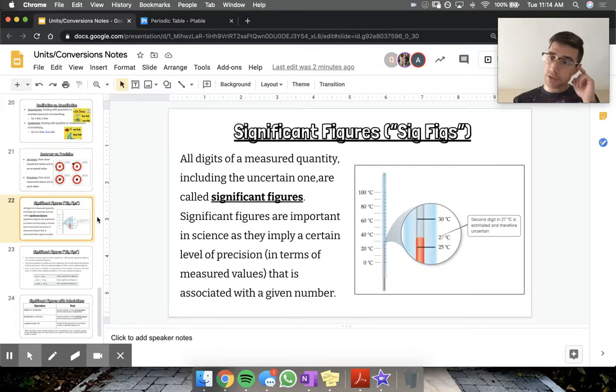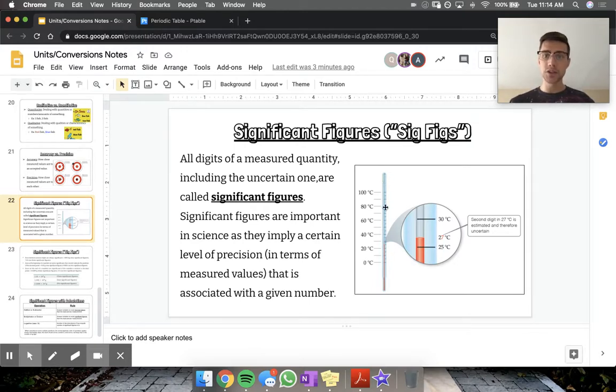All right, significant figures. Significant figures is kind of a complicated concept that trips people up a lot, but basically, all digits of a measured quantity, including the uncertain one, are called significant figures. Significant figures are important in science as they imply a certain level of precision, how close things are to each other, in terms of measured values, that is associated with a given number.